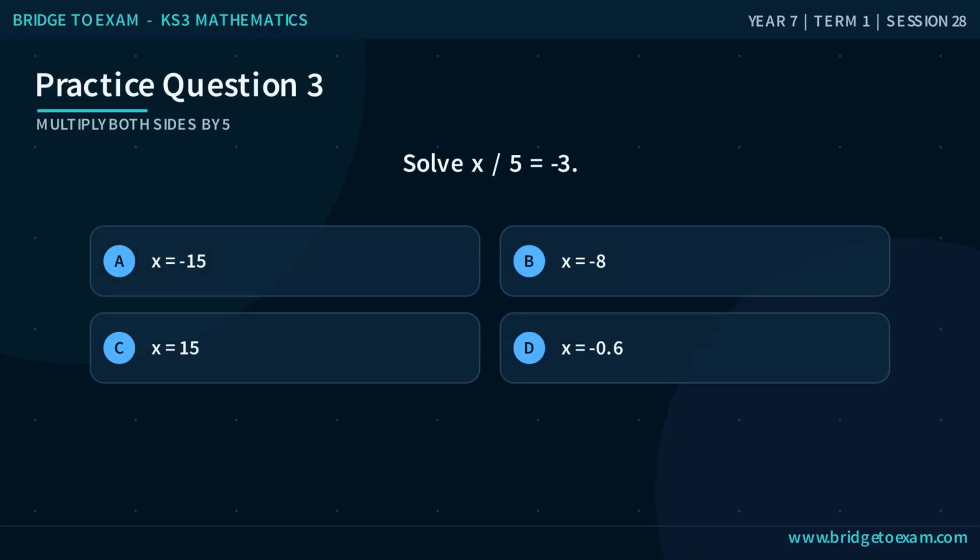Practice question 3. Solve x divided by 5 equals negative 3. Option A is negative 15. Option B is negative 8. Option C is positive 15. Option D is negative 0.6. Pause and multiply both sides by 5. Keep track of the negative sign.